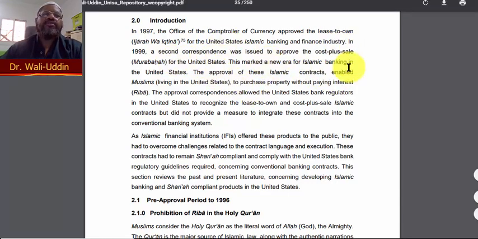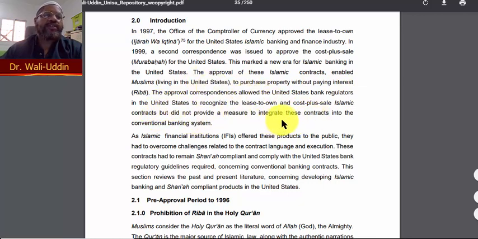These letters were the focal point of Islamic banking in the United States. Acceptance as a feasible way of financing. So that's why I used it. This marked a new era for Islamic banking in the United States. The approval of these Islamic contracts enabled Muslims to purchase property without paying interest.